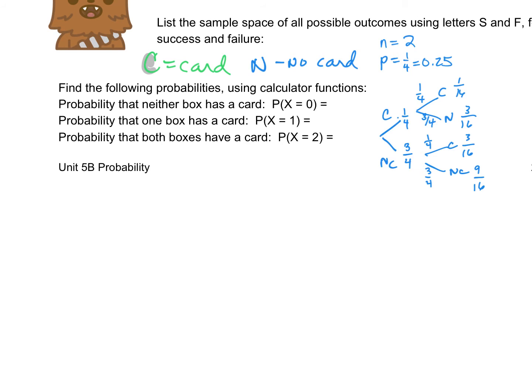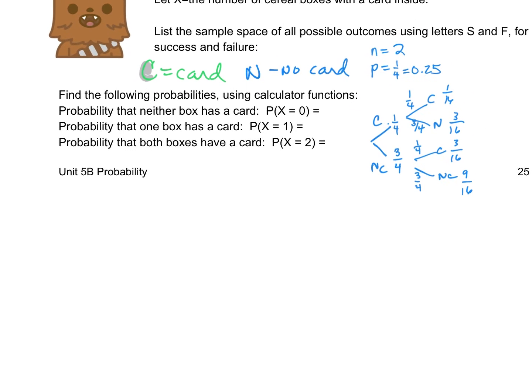All right. So let's do this both ways so we can compare, so that way we know we're doing it right. I like to give you alternative methods to do things. So if you don't like one way, you can do it the other way if it makes sense to you. Probability that neither box has a card.